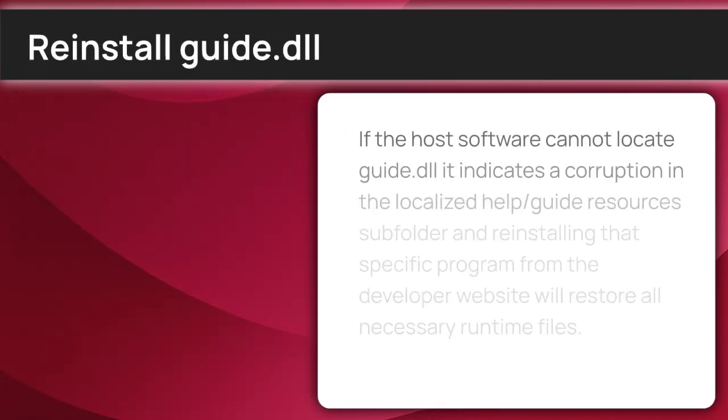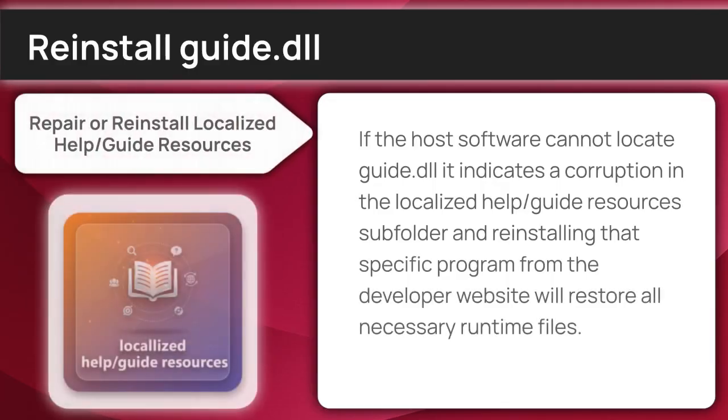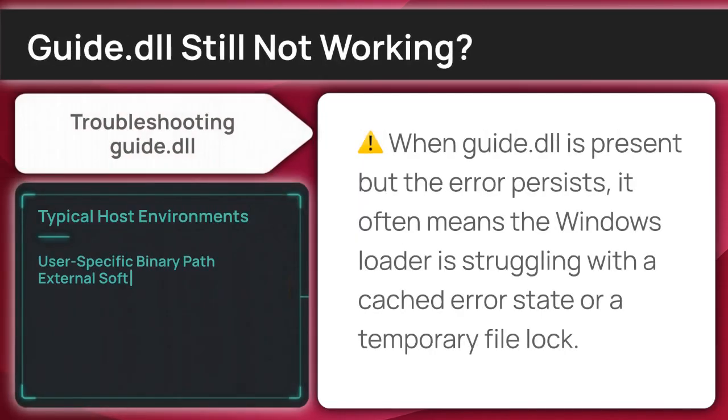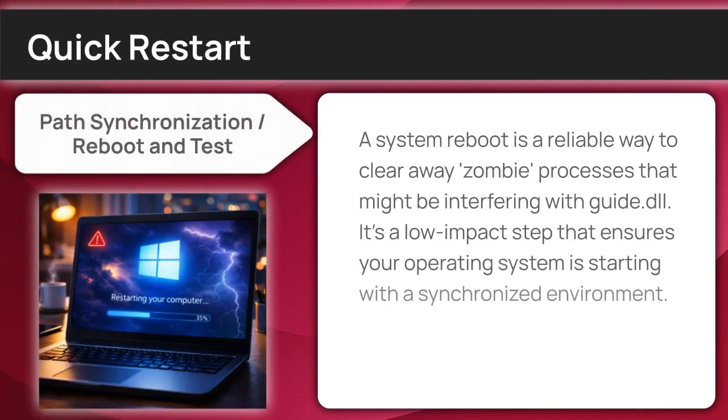If the host software cannot locate Guide Library DLL, it indicates a corruption in the localized help/guide resources subfolder, and reinstalling that specific program from the developer website will restore all necessary runtime files. Should the file remain missing after a reinstall, we need to ensure that the operating system is forced to re-index its shared library paths. Performing a restart can determine if the error is just a transient environment glitch. A reboot refreshes your system's path variables and can sometimes re-establish a broken link to the Guide Library file.